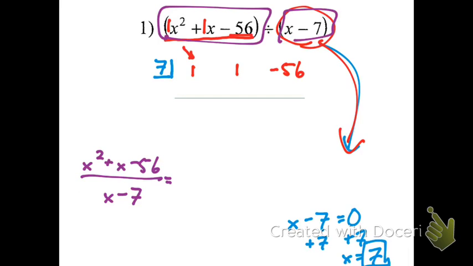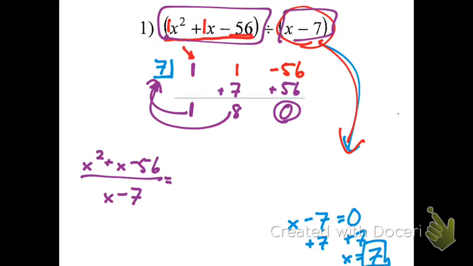This is the process for synthetic division. Take this first number here, it drops down. Then you take this 1, multiply it by 7, and that goes right there. Then you add, you get 8. You take this 8, multiply it by 7, and you get 56. You add, and you get 0. What this means is that there is no remainder, so x minus 7 goes in evenly.